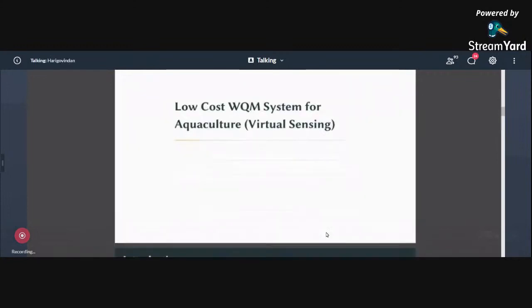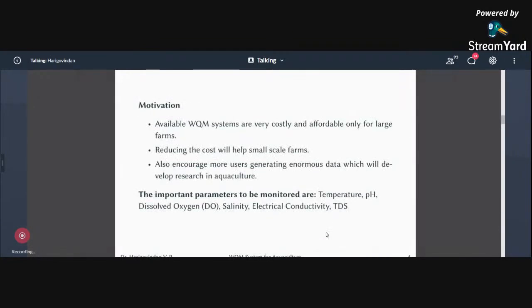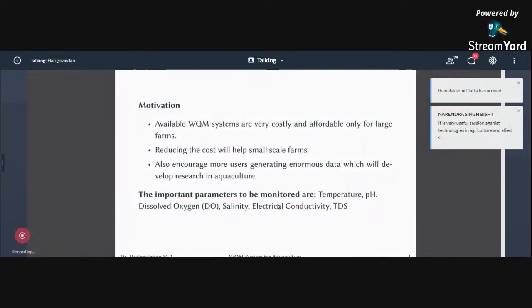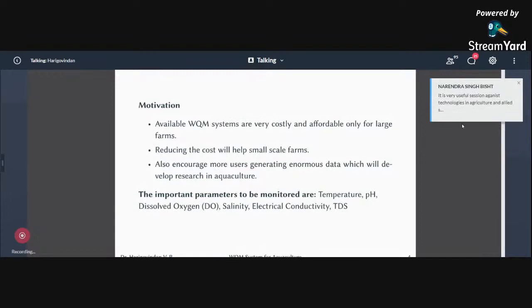Here I'm going to present the low-cost water quality monitoring system using the concept called virtual sensing. The motivation for this work is that the available wireless sensor network-based water quality monitoring systems are very costly and can be afforded only by large farms. If we can design systems at lesser cost, that will help small scale farms, and this will also encourage more users to use water quality monitoring systems. The important water quality parameters to be monitored in aquaculture are temperature, pH, dissolved oxygen, salinity, electrical conductivity, and TDS.